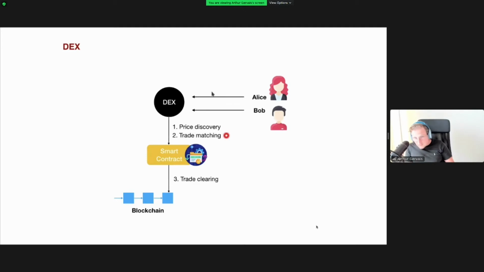You can match trades. So if Alice wants to buy a certain quantity of the asset X for a certain quantity of the asset Y, she can do so. And finally, the trade can also be cleared. In traditional exchanges, that's a separate process. Here in the smart contracts, it's all included in one go. So the trade clearing also happens in the smart contract of the underlying blockchain.